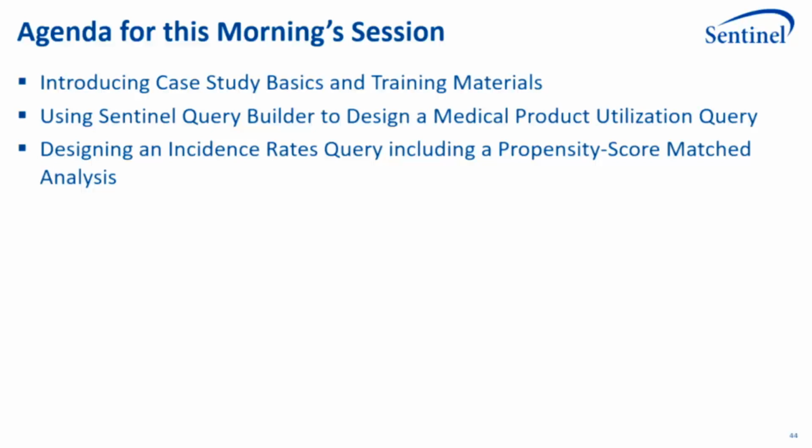And for folks who are going to go to session B, they'll actually create the package to run this case study in our laboratory. We're going to walk through this case study in two parts. The first is thinking about this question just looking at medical product utilization, where we're thinking about our first steps when we start to do our feasibility analyses. Then we're going to develop an incidence rates query, which will later support a propensity score matched analysis. So we're going to think through all those pieces.